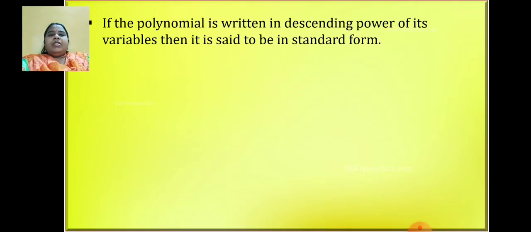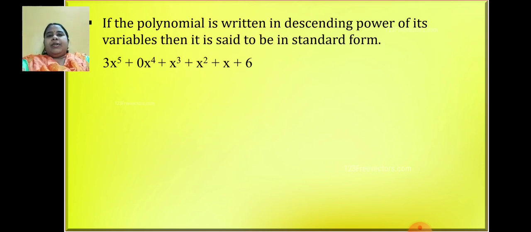Then what we have learned is the standard form. If the polynomial is written in descending power of its variable, then it is said to be in the standard form. I'll give you an example here. Just have a look at it: 3x raised to 5 plus 0x raised to 4 plus x cube plus x square plus x plus 6. Now is this in the descending power of the variable? Just have a look: 5, 4, 3, 2, 1 and constant. This is nothing but standard form.